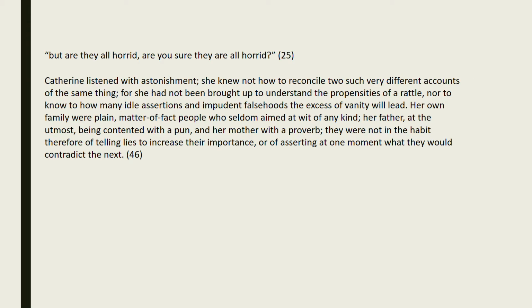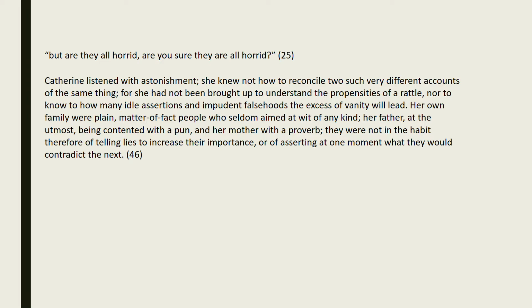So this is when Catherine is bonding with Isabella over Gothic novels. We see this wonderful, charged word of horrid. "But are they all horrid? Are you sure they're all horrid?" Speaking of the novels that she's going to be introduced to by her compatriot, horrid is, of course, used here as a sort of affectation. It's a very loaded affect of Gothic fiction.